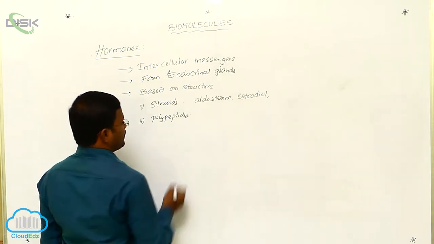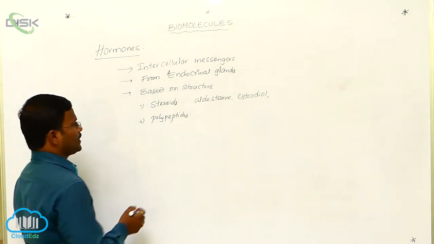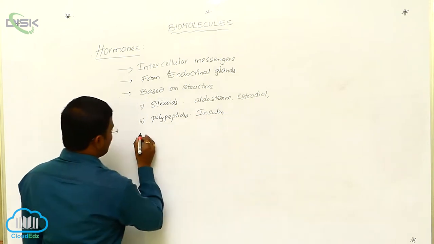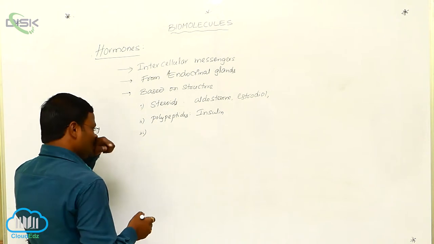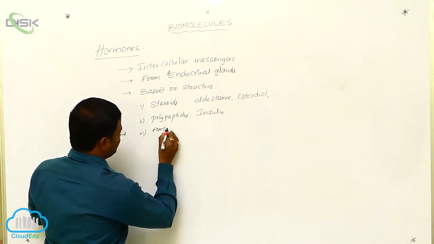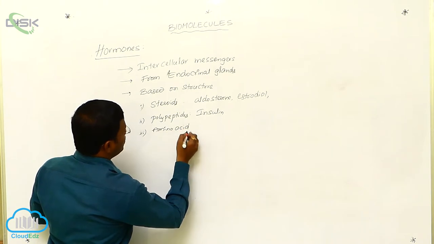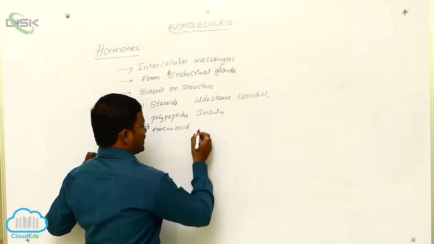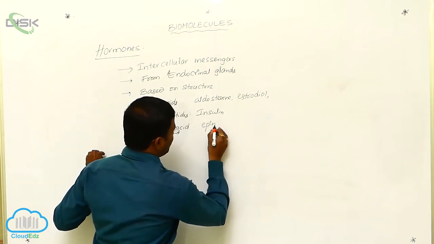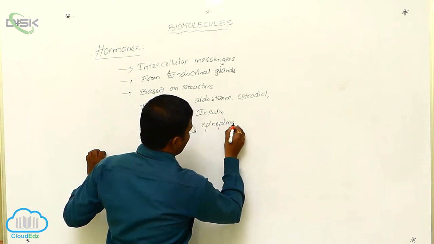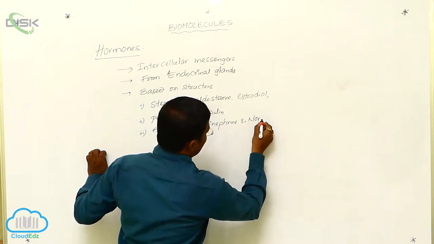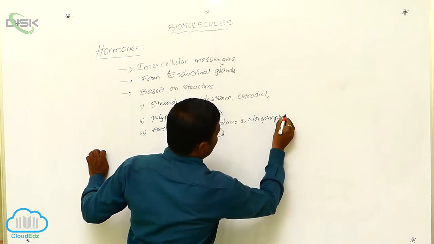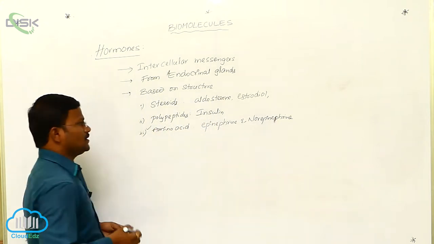Whereas some of them are polypeptides. Example, insulin. And some of them are amino acids. Some of the hormones have amino acid groups. Example, epinephrine and norepinephrine, etc. Epinephrine and norepinephrine are the examples of hormones belonging to the amino acid class.